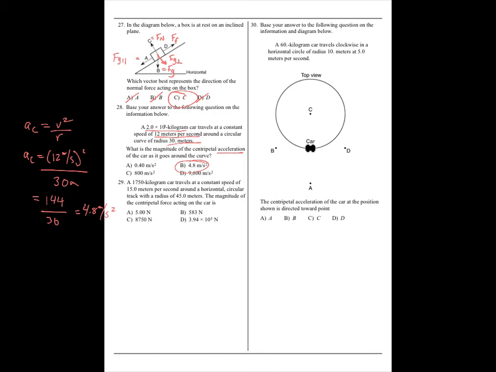Number 29, a 1750 kilogram car travels at a constant speed, that's the mass, around a horizontal circular track with a radius of 45 meters. What is the centripetal force? Centripetal force on the reference table is listed like this. From our previous problem, a_c is equal to v squared over r. You can combine these to get F_c equals m v squared over r, and we can plug and chug to get our answer.